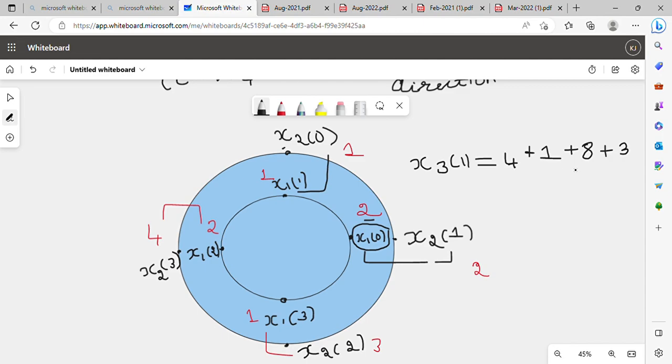And now if you add this, you're going to get 4 plus 1 is 5, 5 plus 8 is what? 8, 9, 10, 11, 12, 13. 13, and 13 plus 3 is 15, right? Yes. So you get it as 15. In the last one, you got it as not 15, it is 16.